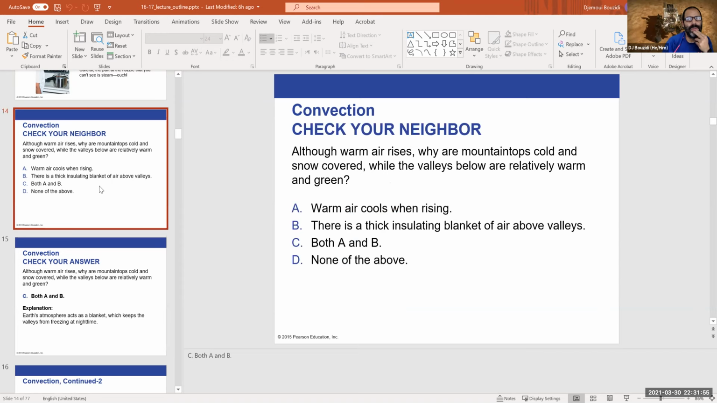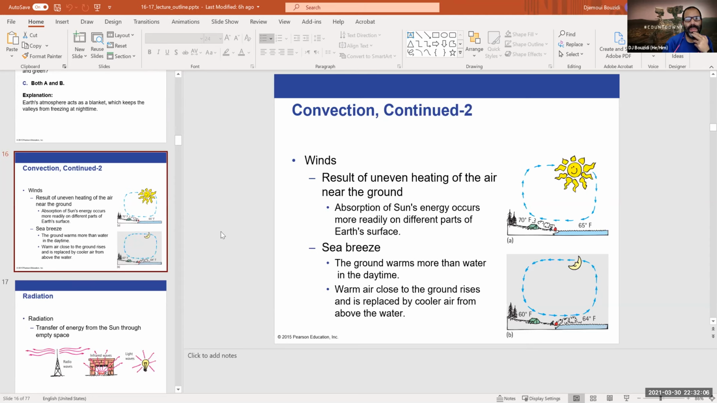So this is an interesting question. Okay. So again, this is the convection, the process we were talking about. I think we mentioned this last time, didn't we? About the specific heat for the water and the ground. Yeah. You mentioned? Yeah. Okay, very good.